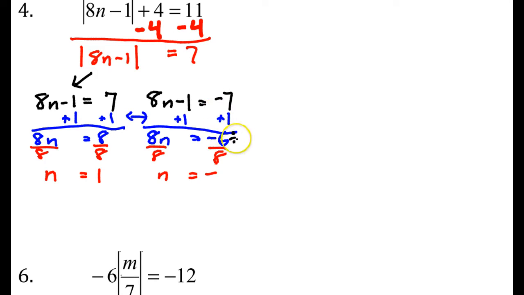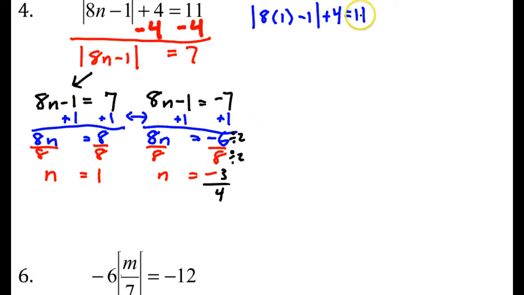So just simplify a little bit, divide by 2. So 6 divided by 2 is 3, 8 divided by 2 is 4. And now do a check for both of those. So check means, plug it into the original equation. So it's a little bit longer. 8 times 1 minus 1, absolute value, plus 4 equals 11.